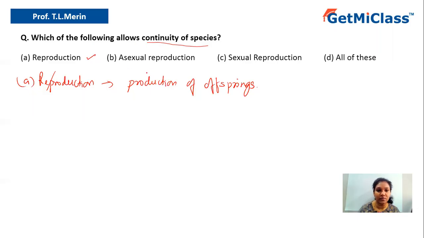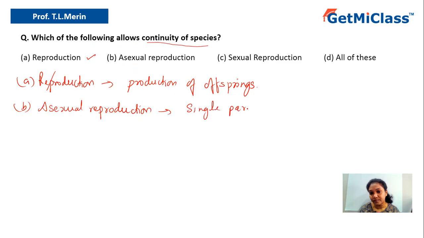Now let us look into option B. Option B says asexual reproduction. What do you mean by asexual reproduction? Of course, you know reproduction is nothing but production of offspring. Now, asexual reproduction is nothing but production of offspring by asexual method. So what do you understand by asexual method? This is the process where reproduction occurs from a single parent. So only a single parent is involved.